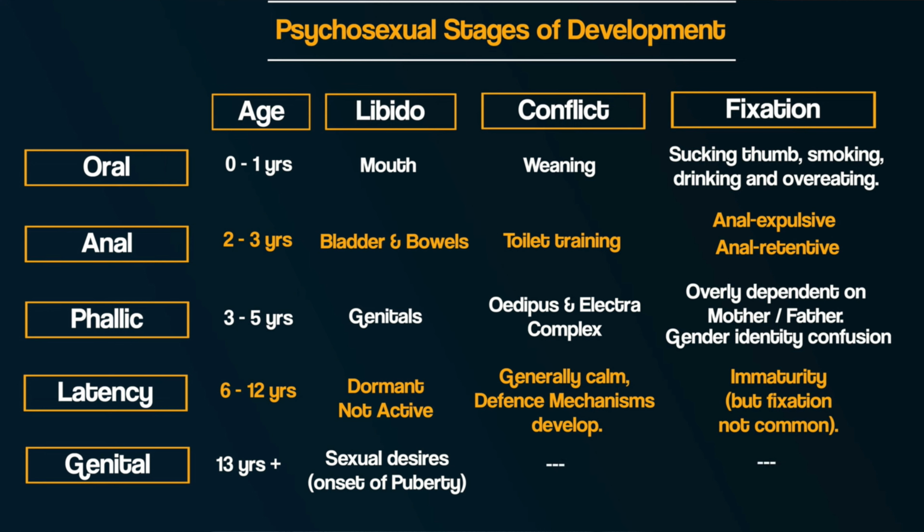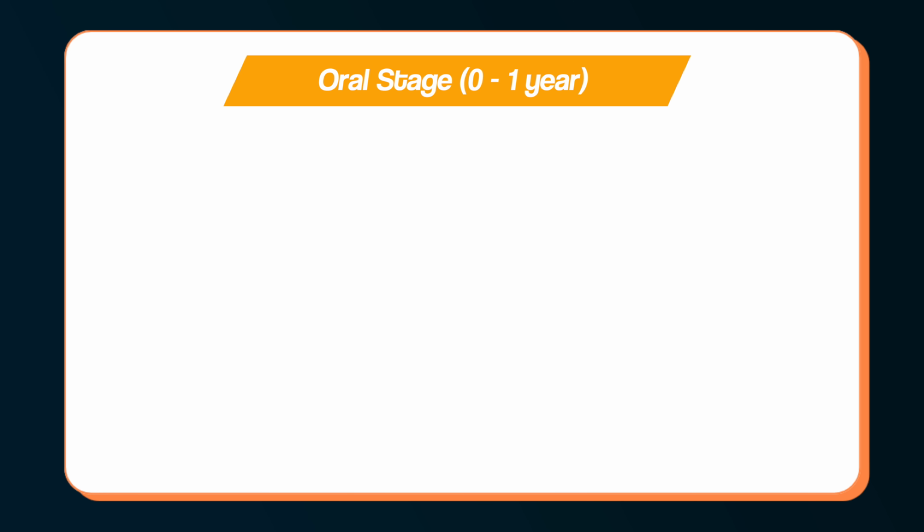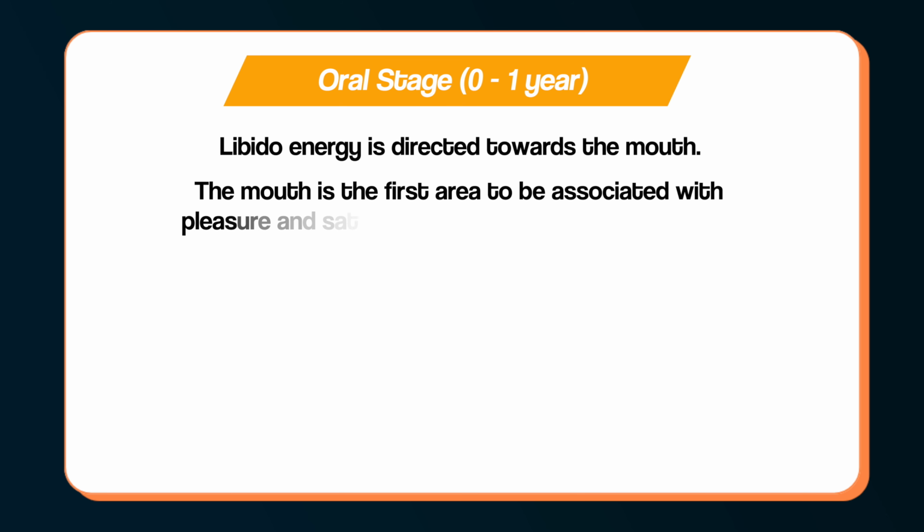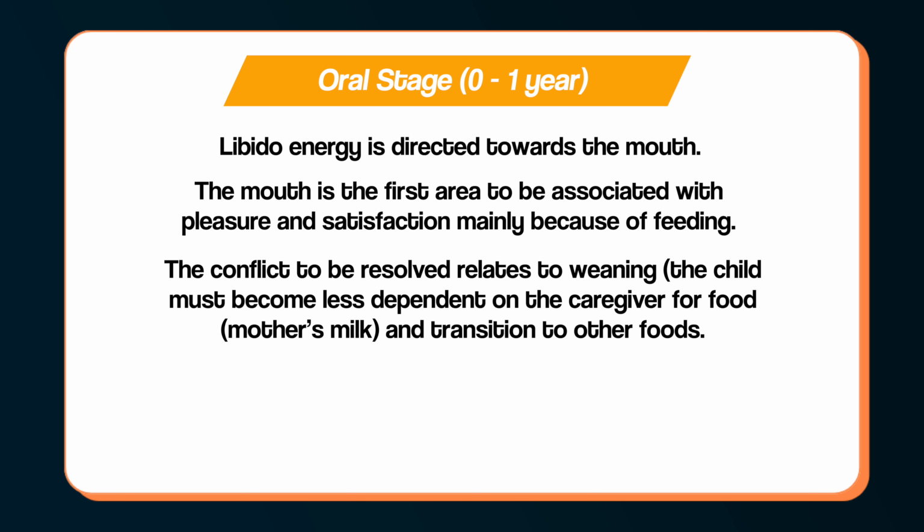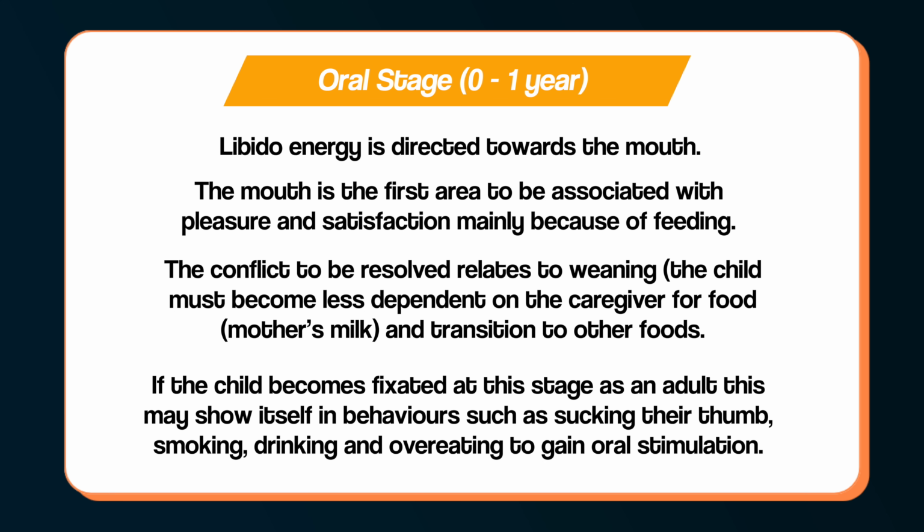So for this question, we could write about the oral stage, which happens between 0 and 1 years. Libido energy is directed towards the mouth, and the mouth is the first area to be associated with pleasure and satisfaction, mainly because of feeding. At this stage, the conflict to be resolved relates to weaning. The child must become less dependent on the caregiver for food, for example the mother's milk, and transition to other foods. If the child becomes fixated at this stage as an adult, this may show itself in behaviours such as sucking their thumb, smoking, drinking, and overeating to gain oral stimulation.